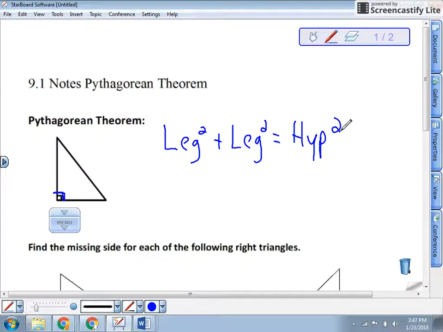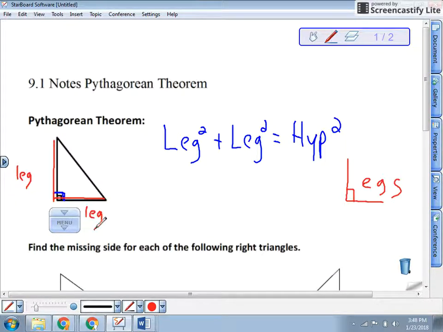Okay, so right triangle, three sides. How do you know which side is the leg? How do you know which side is the hypotenuse? Well, the trick I like to remember is the letter L forms a 90-degree angle. The letter L is also in the word leg. So the legs are the two sides that form the 90-degree angle. So this is a leg, and this is a leg.